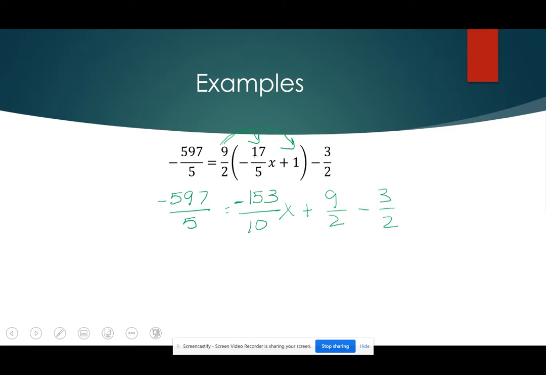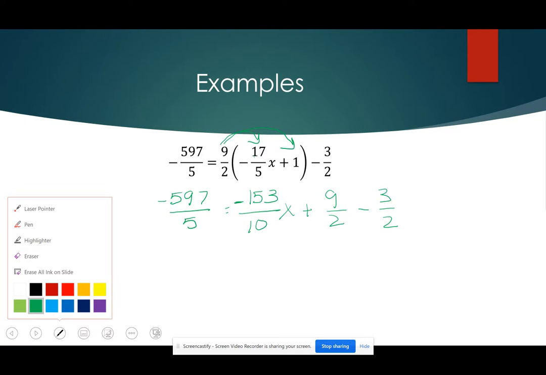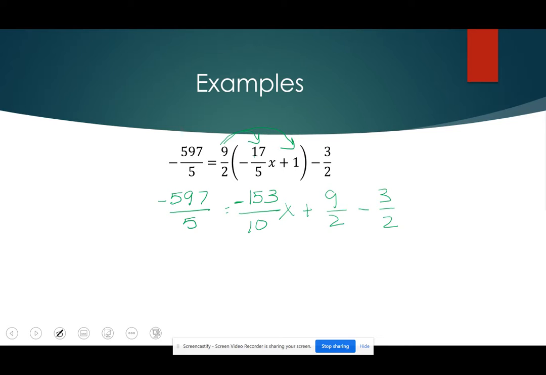So now this looks like a really difficult problem, but don't worry, it is not. So we're going to look at our denominators. So we have 5, 10, 2, and 2. So we want to look at what number they all could go into. So it's going to be 10. So we're going to multiply this whole thing by 10.